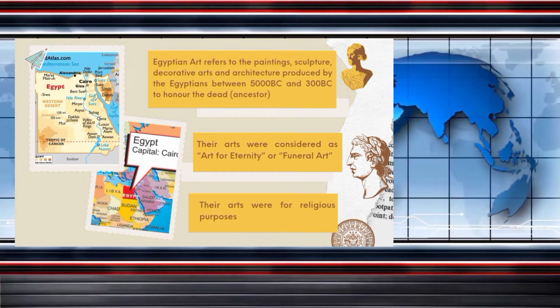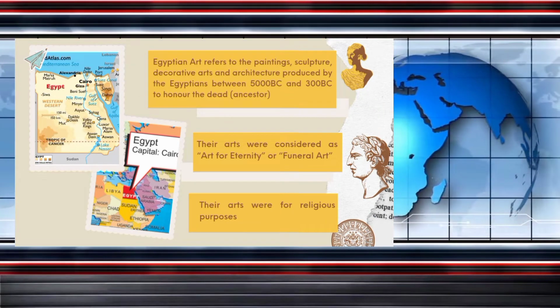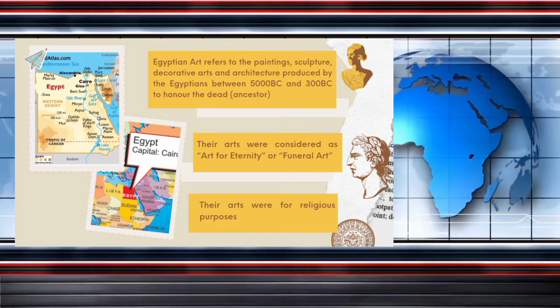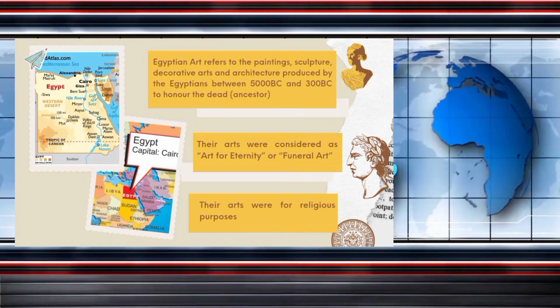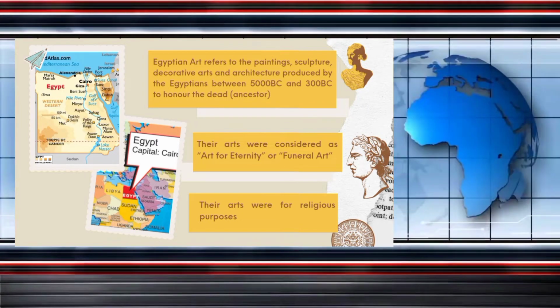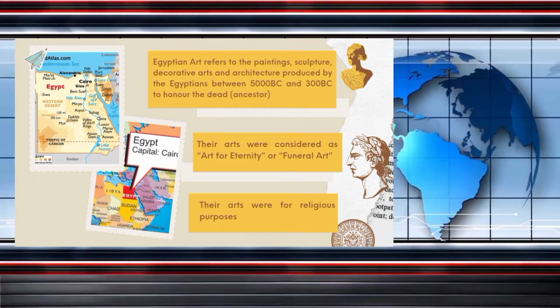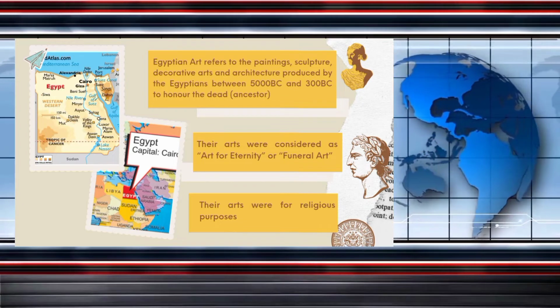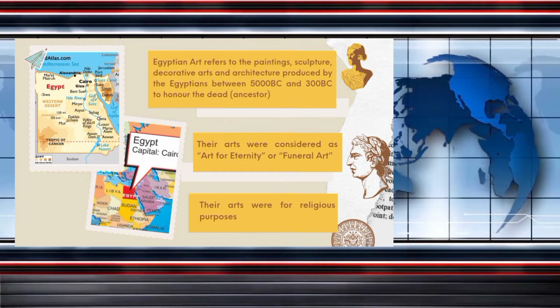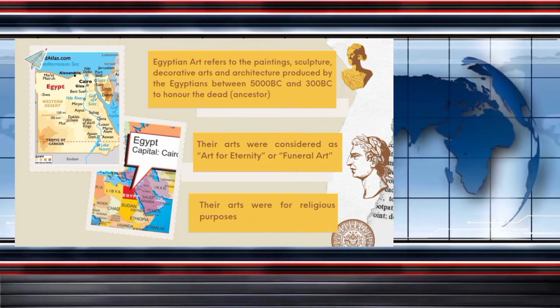Egyptian art refers to the paintings, sculpture, decorative arts, and architecture produced by the Egyptians between 5000 BC and 300 BC to honor the dead or ancestor. Their arts were considered as art for eternity or funeral art. Their arts were for religious purposes.